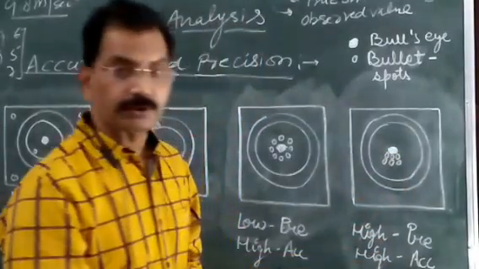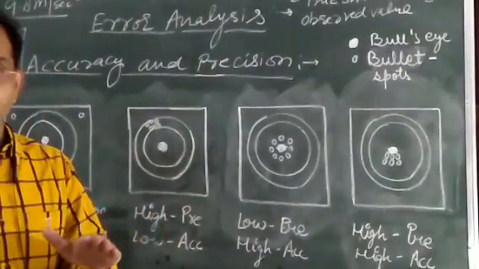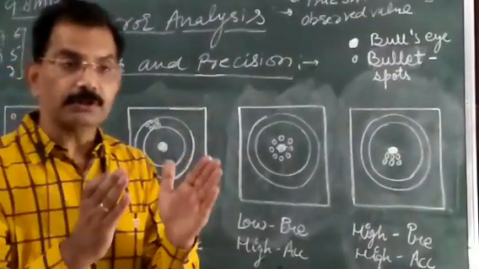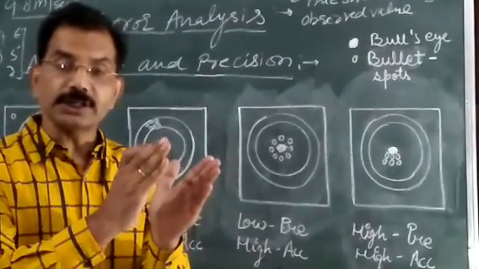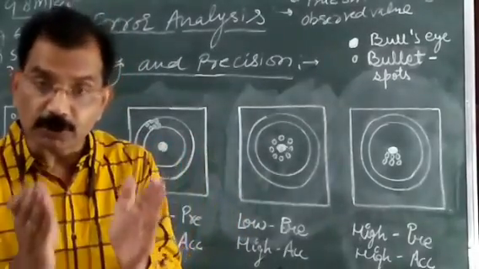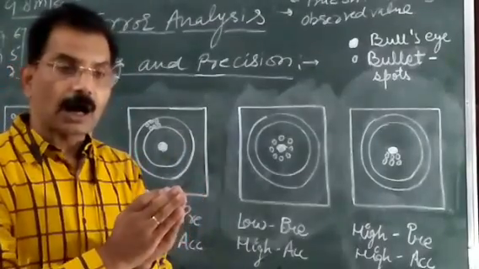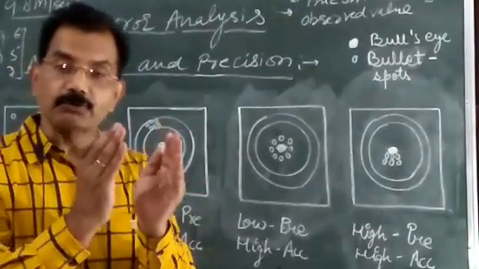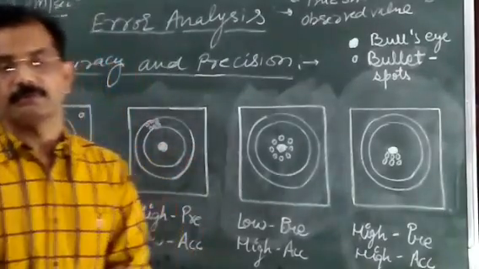So in this way you can say high accuracy and high precision, how can we find? So accuracy depends on how close our observed value is to the actual or true value. And precision is what here? How close our calculated or observed values are to each other.